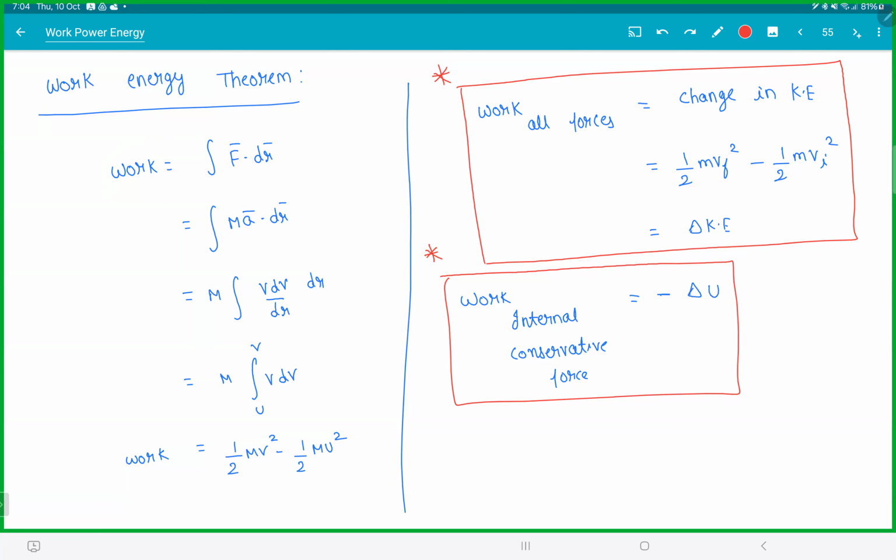Sir, why is it work for internal? I thought, sir, it should be conservative force only, for example, gravity. So, sir, the work done by gravity is the negative of the change in potential energy.